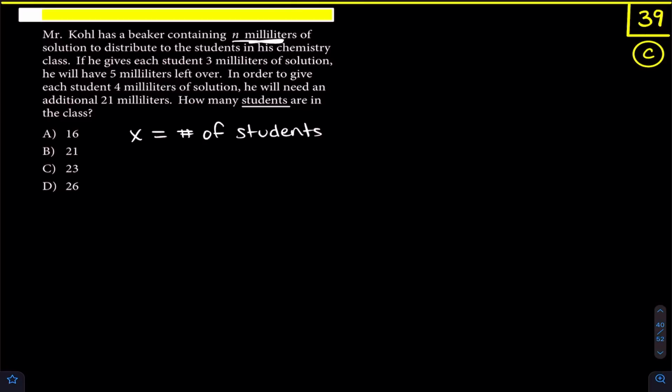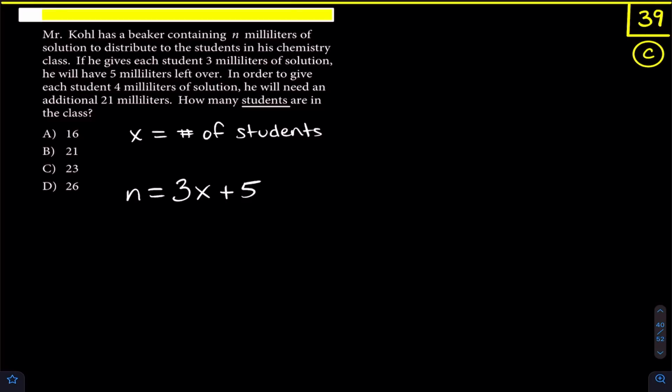First off, we're given that his beaker contains n milliliters. And it says if he gives each student 3 milliliters of solution, that means he will have given out 3 milliliters for every student, so that's 3x. Because if he has 2 students, he'll give out 6 milliliters. If he has 3 students, he'll give out 3 times 3 milliliters, which is 9. So 3x represents the total amount of solution that he gives out. And it says if he gives out 3 milliliters per student, he's going to have 5 milliliters left over. So the total amount of solution that he has is going to be the amount that he gives out plus the 5 that he has left over.